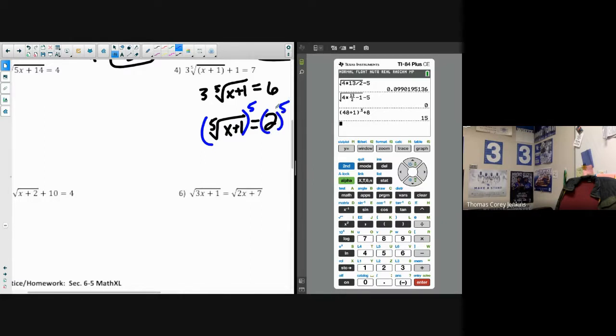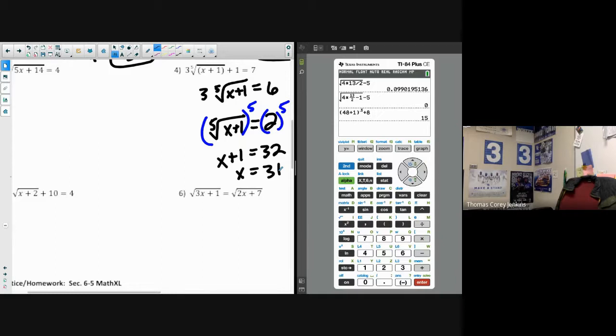And I don't really need to put the parentheses there. Not sure why I keep doing that. But anyways, what that's going to leave me with is x plus 1 is equal to whatever 2 to the 5th power is. I just punched that in, but it's 32. And then now we have a simple 1-step equation, which yields x equals 31.